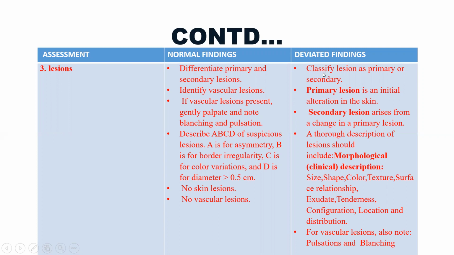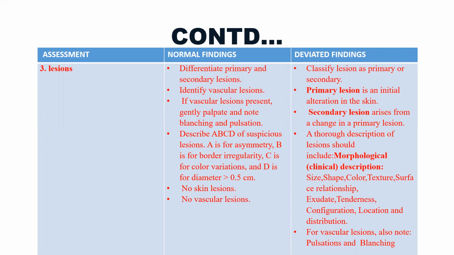Classify lesions as primary or secondary. First, you need to identify and group it into a primary or secondary lesion. Primary is an initial lesion, an alteration in the skin, whereas secondary arises from a change in a primary lesion. A thorough description of a lesion should include morphological description, that is size, shape, color, texture, surface, relationship and exudate, tenderness, configuration, location, and distribution. All this should be considered when you look for the morphological change, that is the description change.